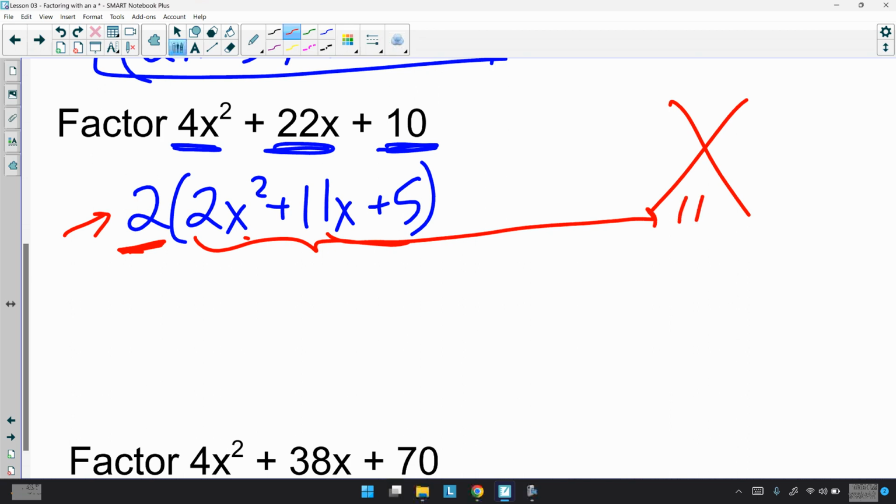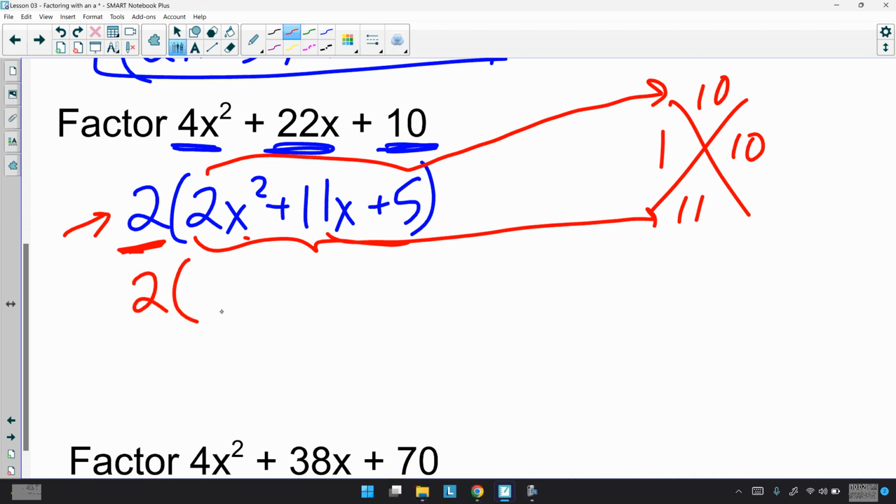Again, here's that being real close. These numbers are so close together. It's probably going to be 1 and 10. Because 1 plus 10 is 11. 1 times 10 is 10. So that is going to work. So I'm just going to come right down. Don't forget that 2. That's already on the outside. X plus 1. Then x plus 10.